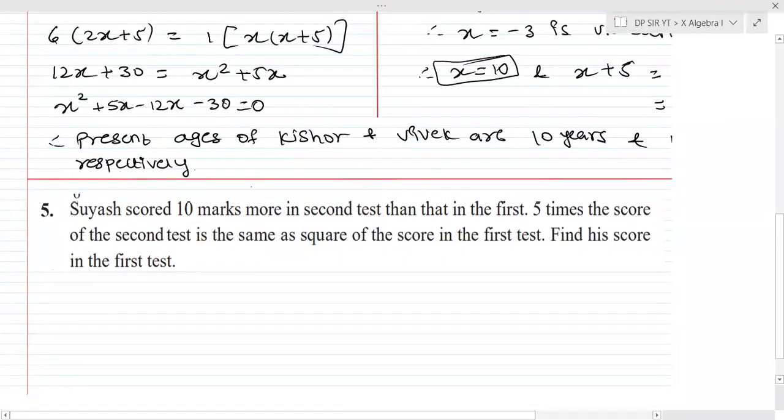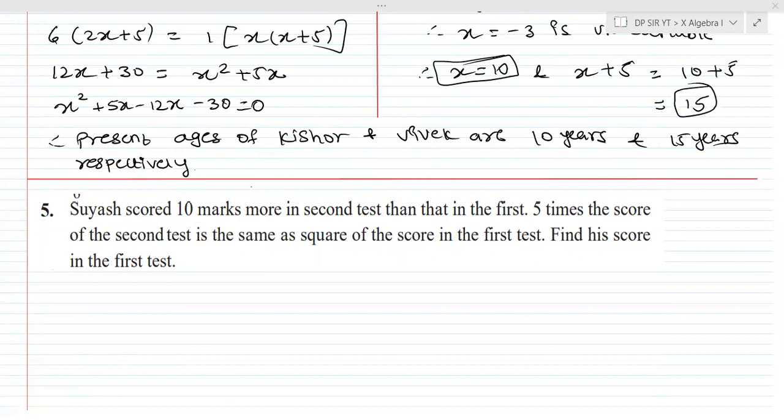Suyash scored 10 marks more in the second test than in the first test. 5 times the score of the second test is the same as the square of the score of the first test. Find his score in the first test. So this is the speciality. I have the habit of saying beauty of application of quadratic equation. ये ऐसे सब क्वेश्चन भी हम लोग क्वाड्रेटिक इक्वेशन से सॉल्व कर सकते हैं. ओके, बट you all find it boring since you all don't have that inclination. Okay, anyways, those who are interested in maths will find it interesting, and for others I will try to make it interesting.